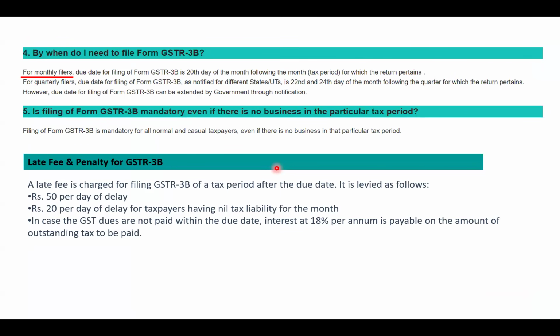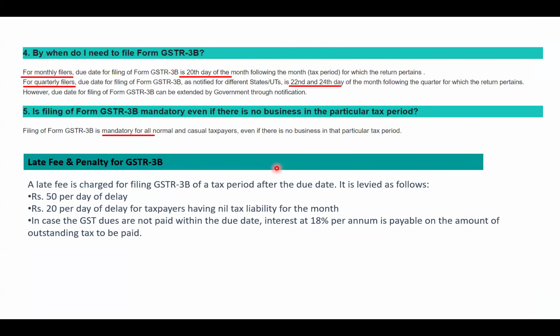First of all, by when do you need to file your form GSTR 3B? For monthly filers, it is the 20th day of the following month to which your return pertains. For quarterly filers, it is the 20th or 24th, depending on what state or union territory you are in. Is it mandatory even if you do not have any business in that particular tax period? If you want to file a nil GSTR 3B return, then also you should file a GSTR 3B return.